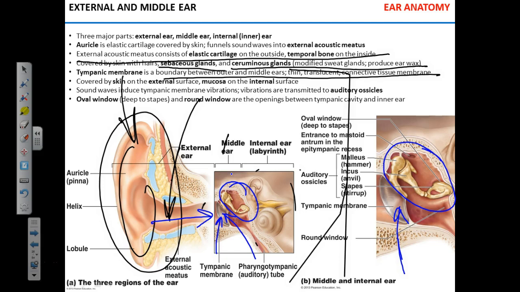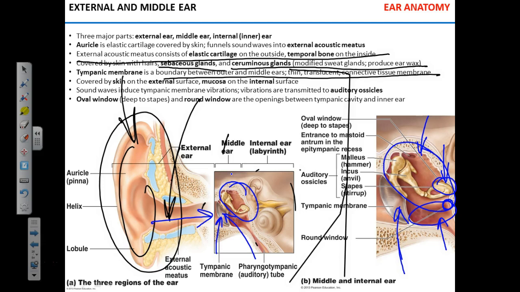Okay? Inside the middle ear there are two openings. One is called the oval window, one is called the round window. The oval window is immediately under one of the auditory ossicles. The round window is by itself at the entrance of the pharyngotympanic tube. These two windows provide a certain level of mechanical communication between the middle and inner ear.